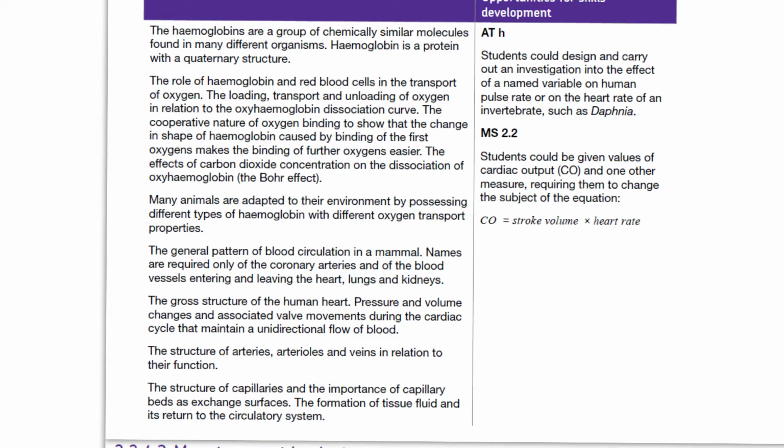Hi everyone, I'm going to be talking to you today about mass transport in animals, which is the next topic that we're going to be studying together. So what you can see in front of you here is the specification point. So let's just take a minute to have a look at what we're going to be learning about.